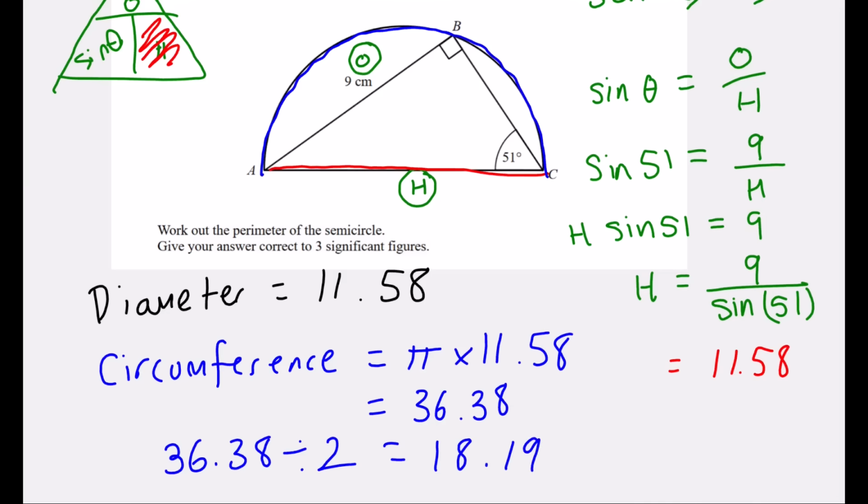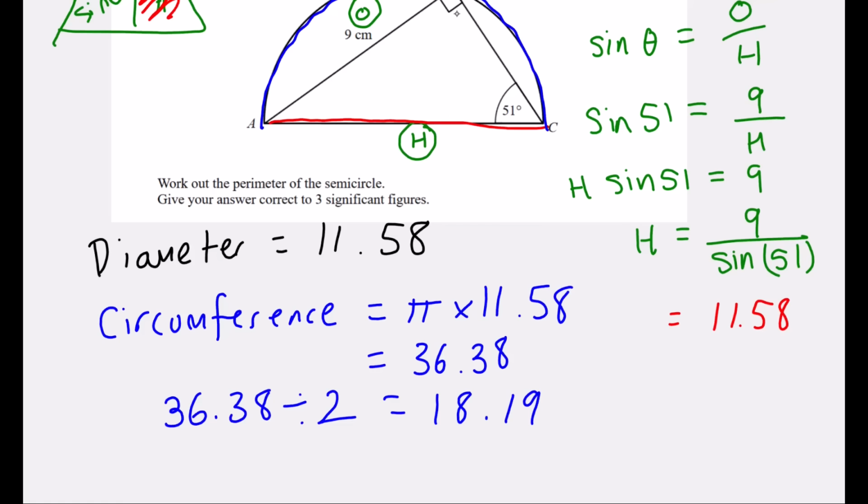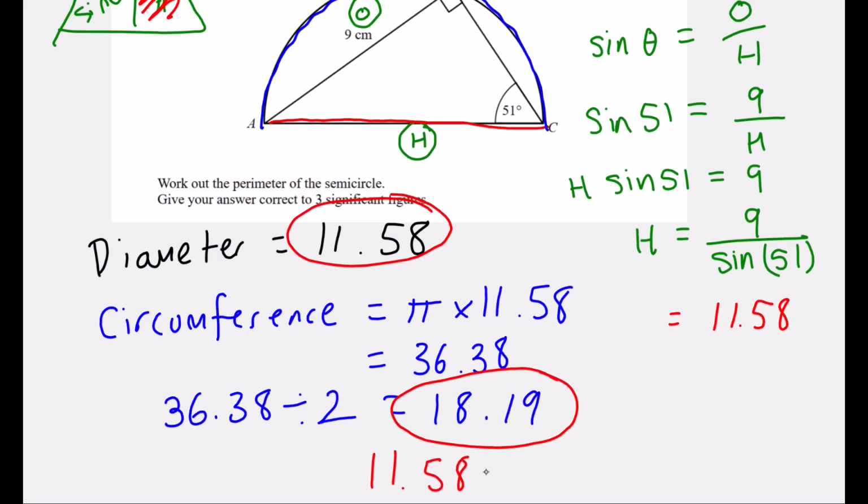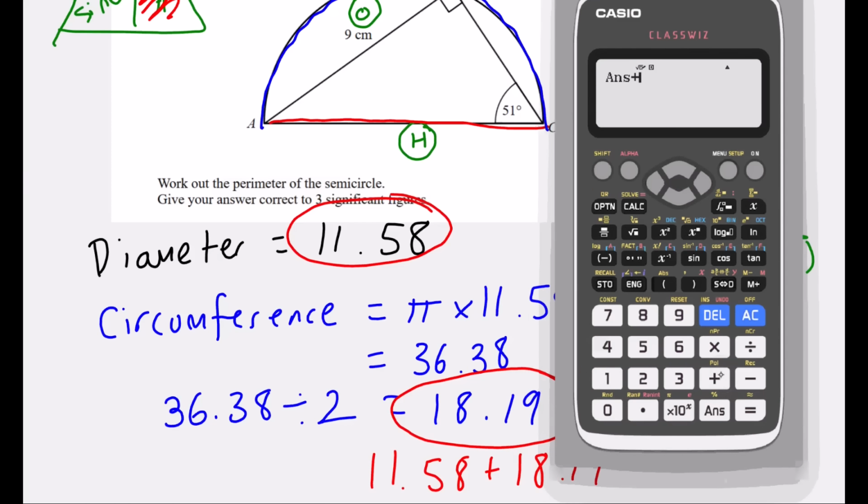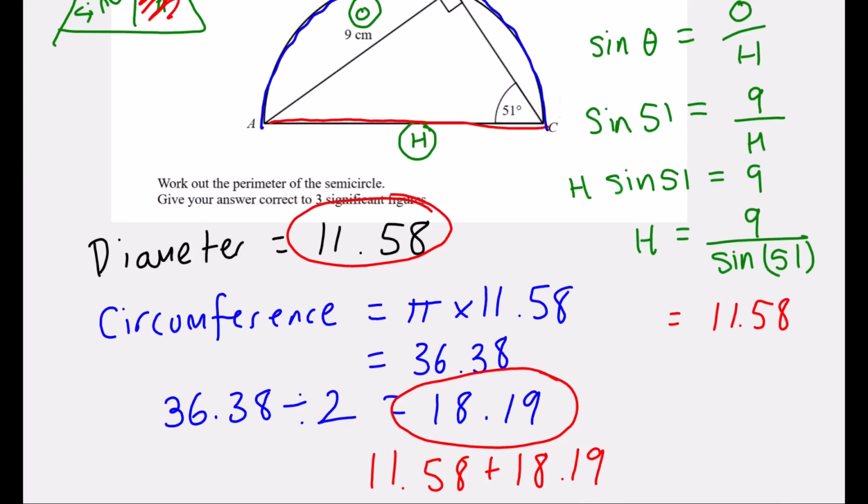So the total perimeter is the diameter plus half the circumference, 11.58 plus 18.19. So I saved the diameter as A. So I'm doing the answer plus A. It should be about 30, 29.8. So that is my answer, 29.8 centimeters.